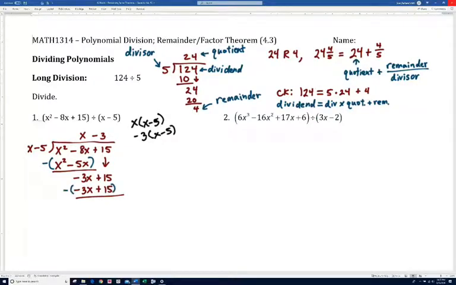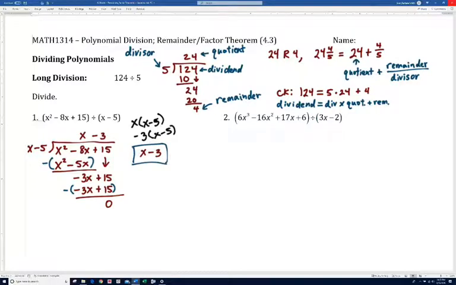Now when we subtract here, notice we're subtracting something from itself. We're going to get 0. But if you wanted to, you could do negative 3 minus a negative 3x. That's going to be 0 plus 3x. And then 15 minus 15 is 0. So we do get 0 here. So notice the answer we got up here, that's our answer. The quotient there is x minus 3.